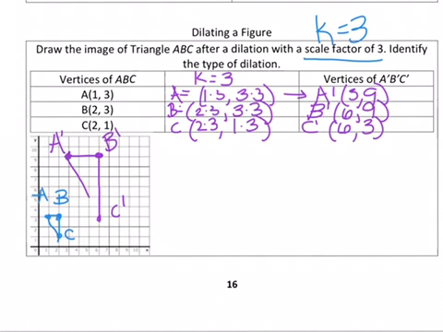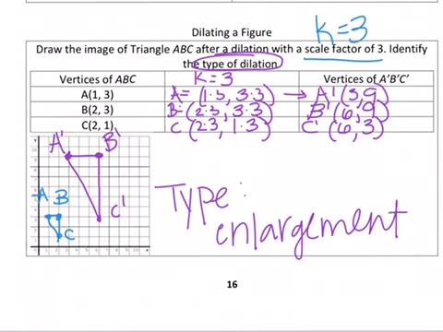Now, this purple image is the image. So we have to talk about the type of dilation that we have here. So we either have a reduction or an enlargement. Well, going from the original, which is blue, to the purple, it got bigger. So the type is going to be an enlargement.